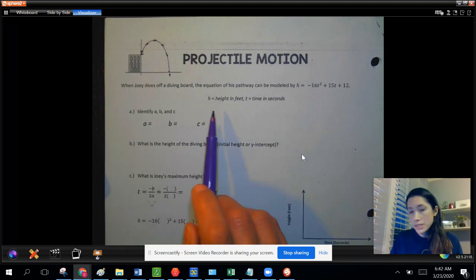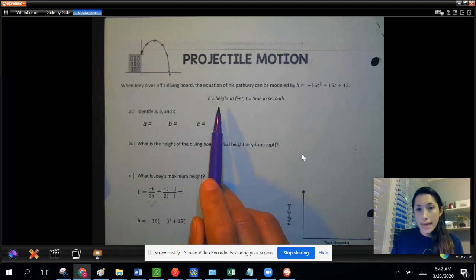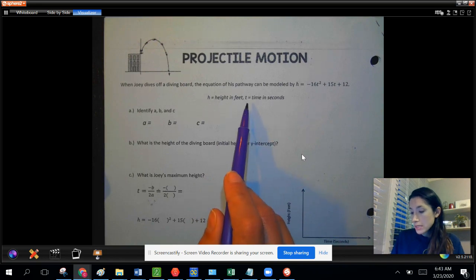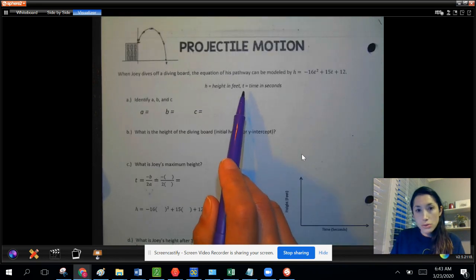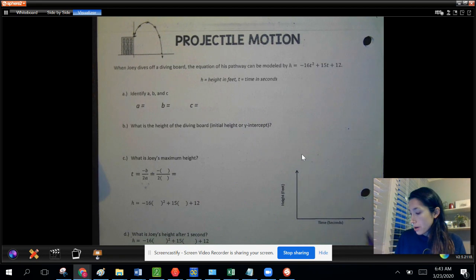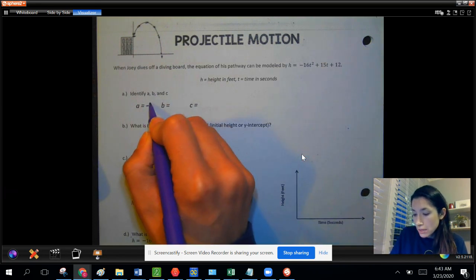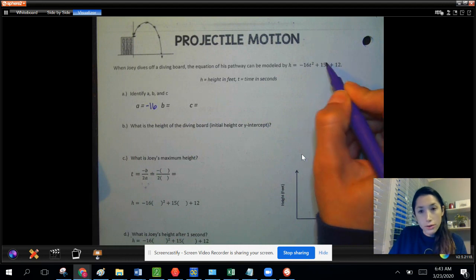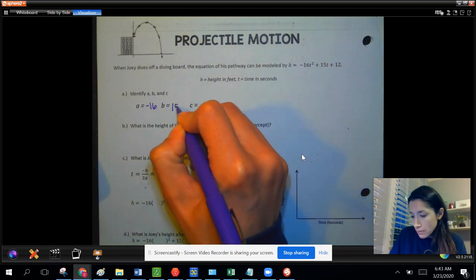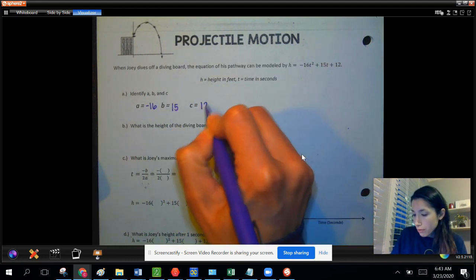So we have our two variables, and instead of x and y, we're using h, which would be our height in feet, and t, which would be our time in seconds. We can see those two variables modeled on our x and y axis here on our graph. The first thing we want to do is identify the a value of negative 16, our b value, which is 15, and our c value, which is 12.